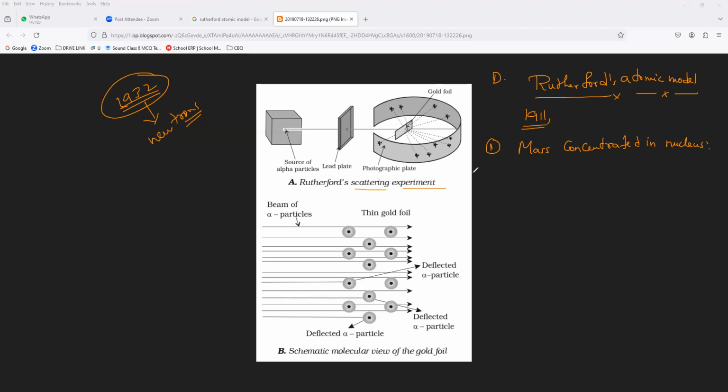And that nucleus, what is the charge? What is the charge of the nucleus? Positively charged. Okay, positively charged protons. That is what you have to remember. So that's the first one: mass concentrated in the nucleus.